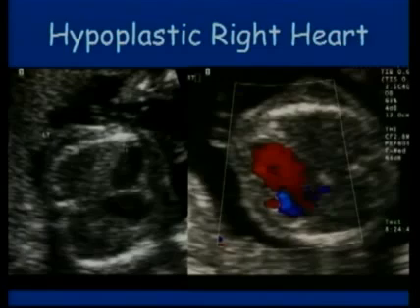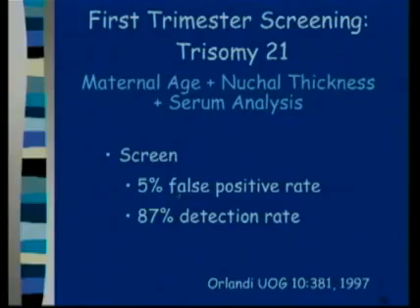Now, we do know that if you have an increased nuchal translucency, you have an increased incidence of heart disease. And in this patient, you can see the left ventricle, but the right ventricle doesn't have any flow in it whatsoever. Now, let me just tell you a little tiny bit about nuchal translucency screening.